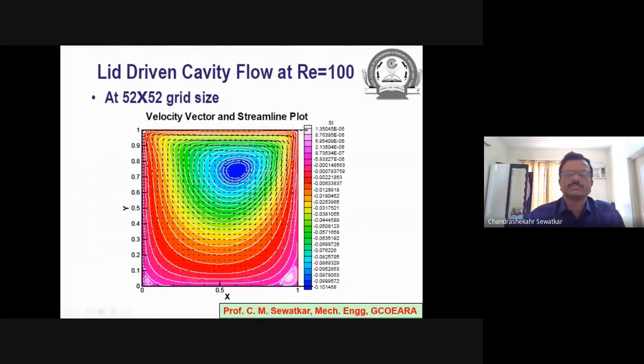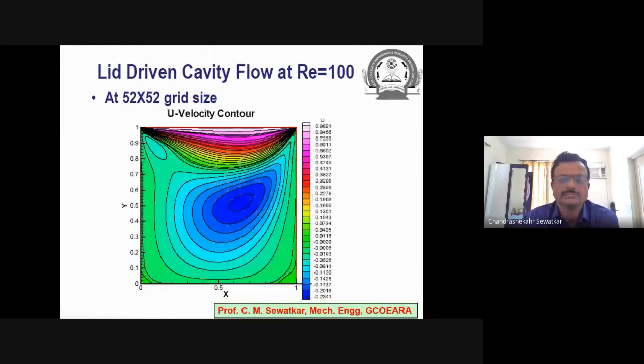You can see the fluid starts rotating inside the cavity when the lid is moving. The top lid is moving with some velocity. So the formation of vortices can be identified with the help of a graph like this. Here I'm sharing with you the u velocity contour, again for Re equal to 100.